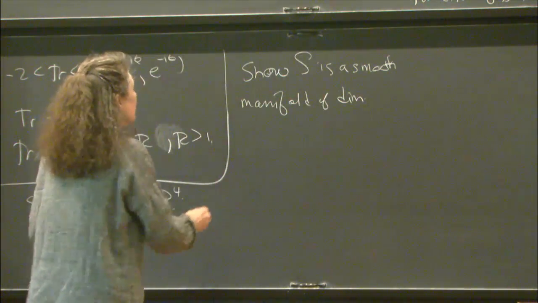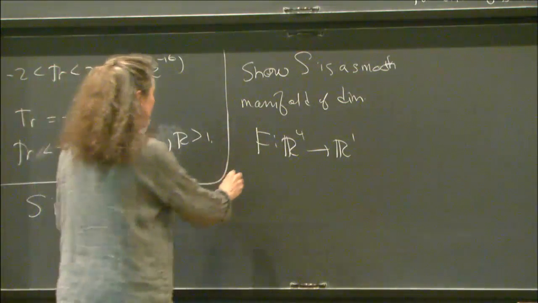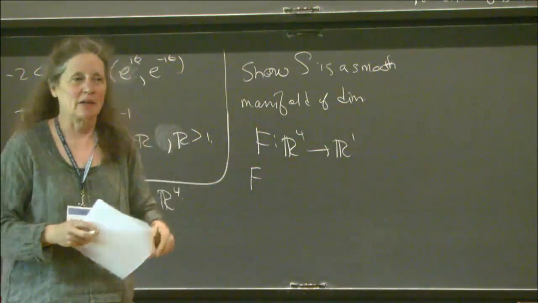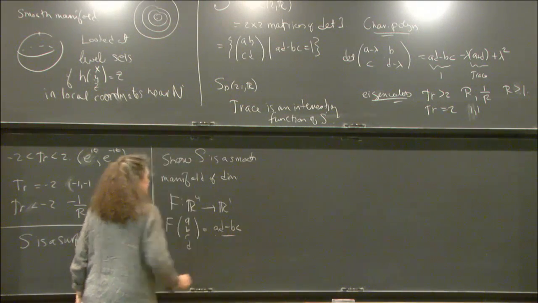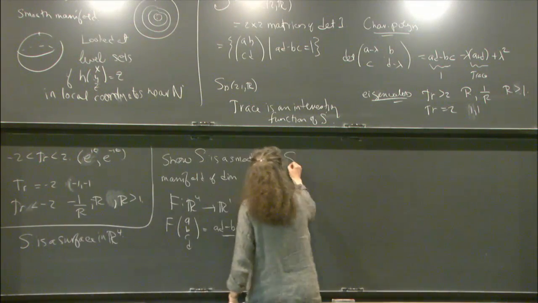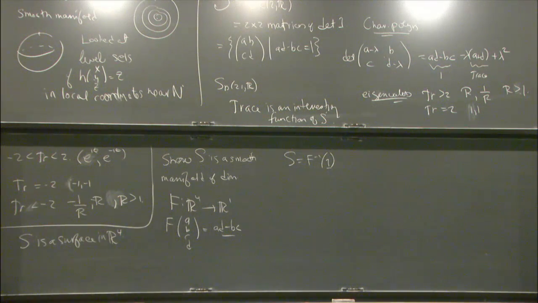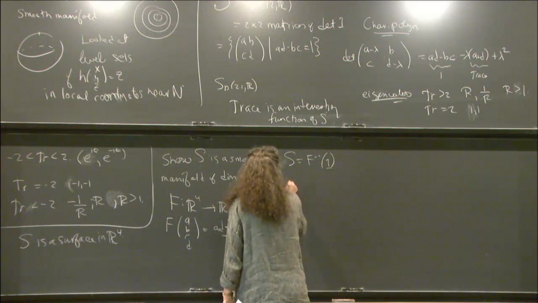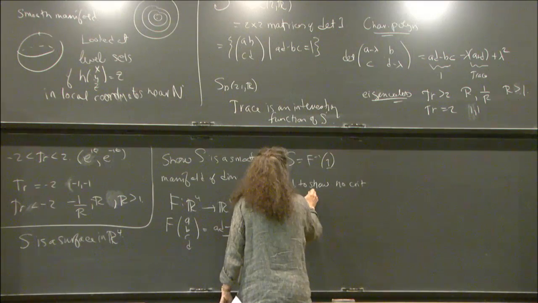So the function F is a map from R4 to R1. We can write these 4 real numbers in a square, or in a column, it's basically the same thing. So F of A, B, C, D is AD minus BC. And then S is just F inverse of 1. In order to check that it's a smooth manifold, we need to check that there are no critical points on the level set.